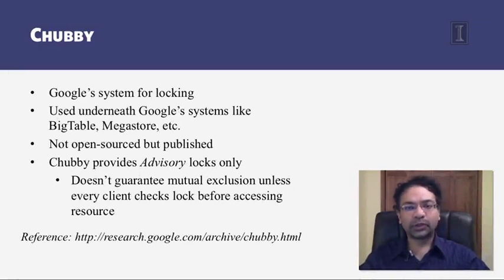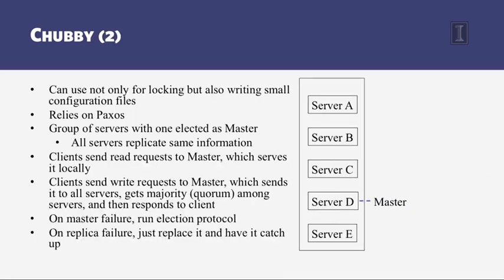So Chubby, of course, uses a cluster of servers. There are 5 servers by default in the Chubby cell. One of the servers is marked as a master. Again, this is elected using one of the leader election protocols that we have studied before. In this particular figure, server D is the master. Chubby allows clients to not only do locking but also write small configuration files. And Chubby relies on the Paxos consensus algorithm. Chubby again is a group of servers with one elected as the master. The other servers in the group, the non-master servers, are just slaves. They replicate the same information as the master.